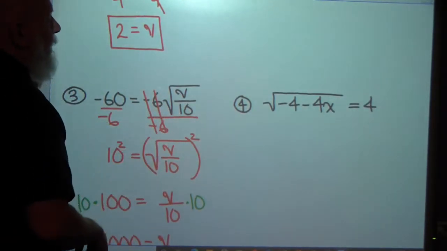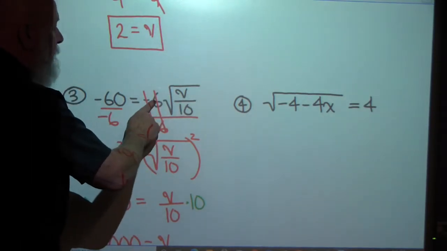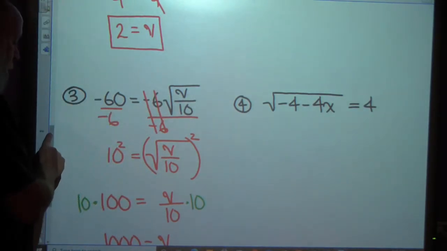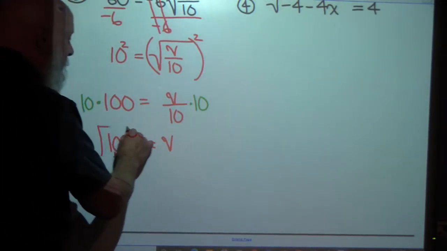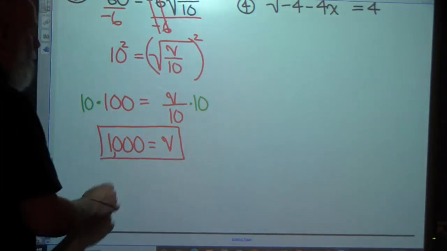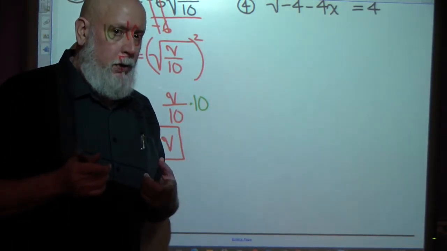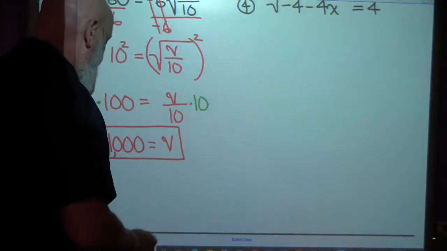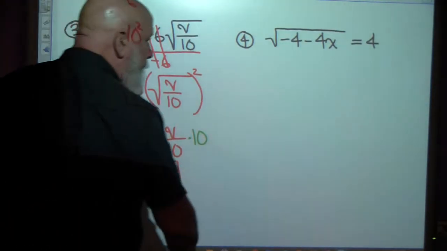V over 10, that's 1,000 over 10, that's 100. The square root of 100 is 10. 10 times -6 is -60. So that does work. So yay. No extraneous roots so far. I don't think we're going to have any today in this lecture, and I don't think there are any on the worksheet that's attached to this lecture. There will be on the next lecture, I'm nearly certain.